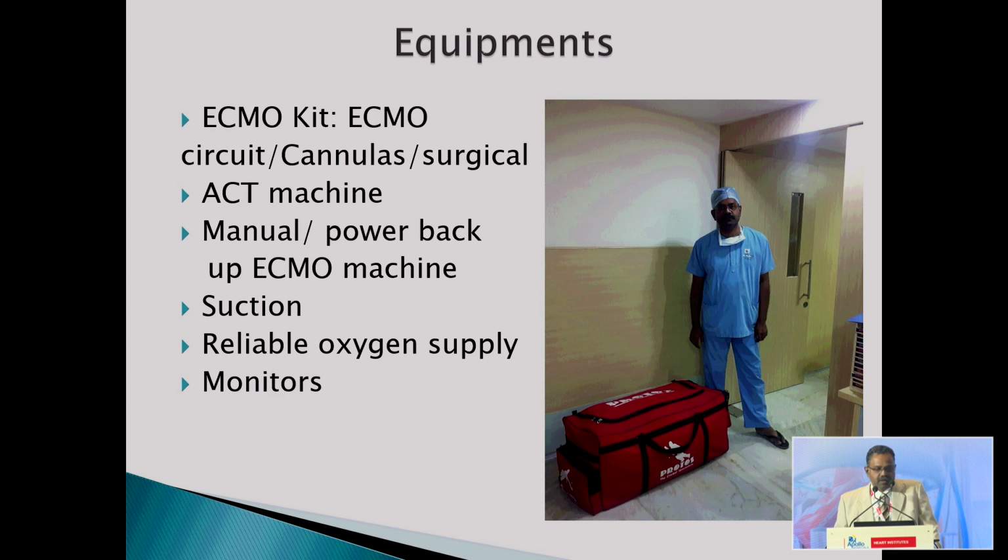A manual or power backup ECMO machine should be there. For example, if there is any issue with the power supply, then there should be a provision for hand cranking, or else there should be another backup machine, like how you have for a Centrimag machine. You have another machine that can be connected immediately. Also a suction apparatus, where you need repeated endotracheal suctioning, a reliable oxygen source, and also the monitors.